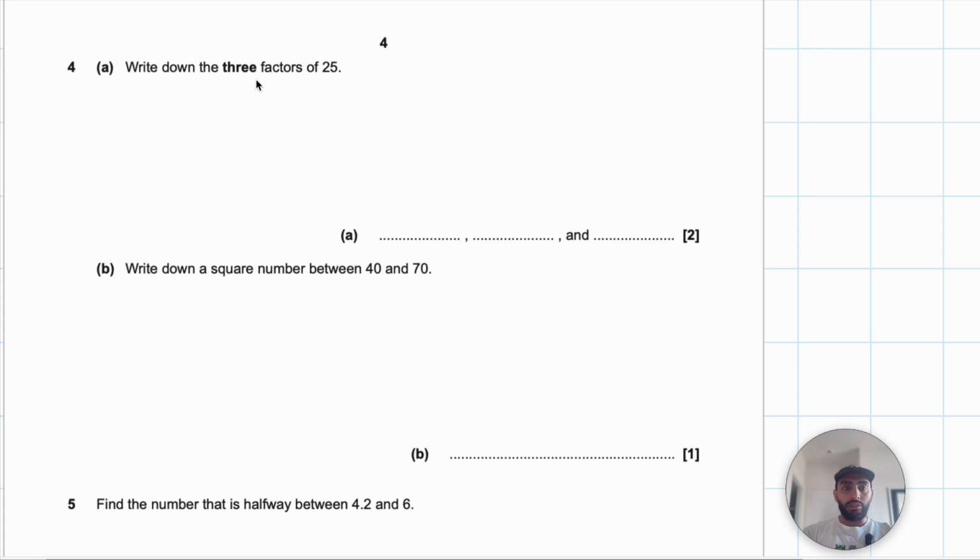Question 4. Write down the 3 factors of 25. Factors just means what numbers can I divide by without leaving a remainder. So I know 1 goes into 25 and 1 would pair with 25, and the only other number is 5.